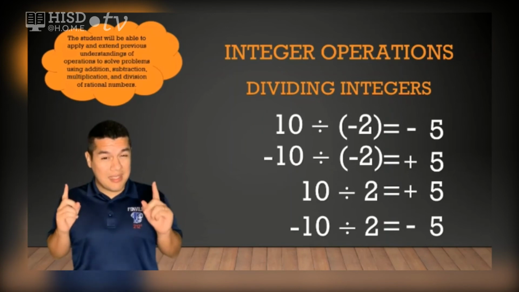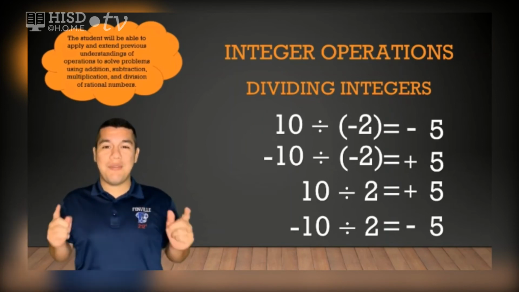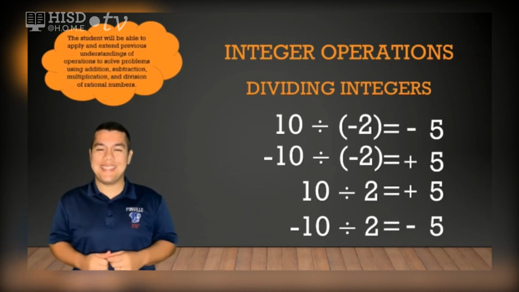So again, the rules for division of integers are the same as the rules for multiplication of integers. If they have the same sign, the result is positive. If they have different signs, the result is negative.